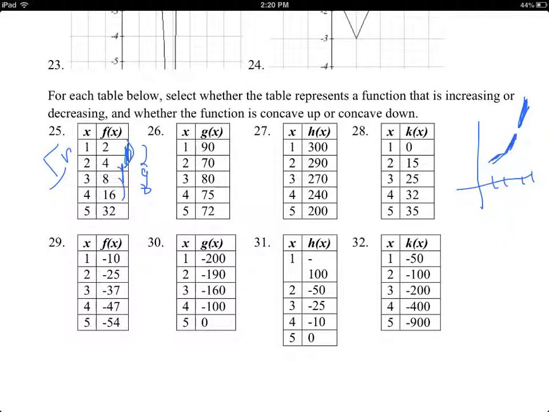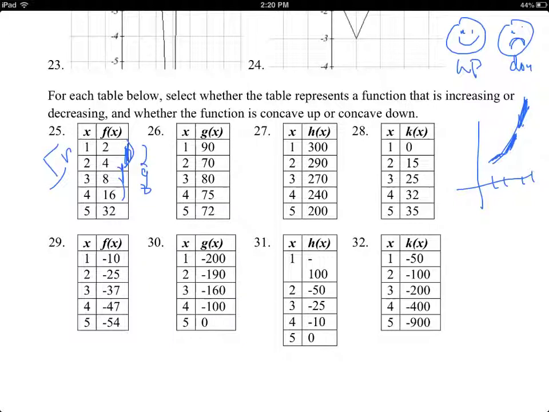Now, how do you know if it's concave up or concave down? Do you guys remember? Up is a happy face. Down is a sad face. So that's a concave up graph. And you see how the change increased, getting steeper and steeper? And it was increasing and going up.